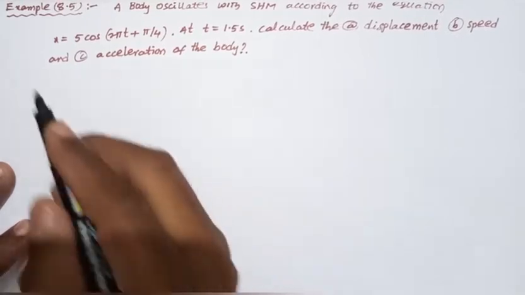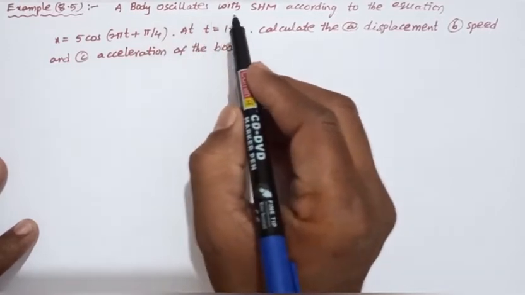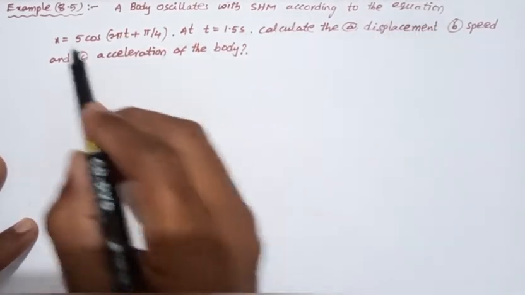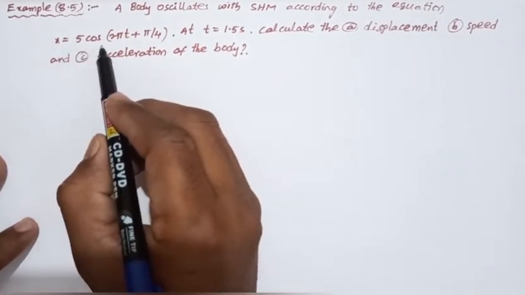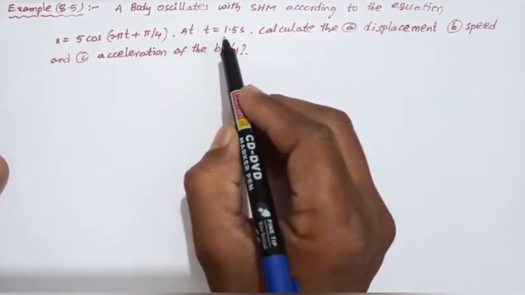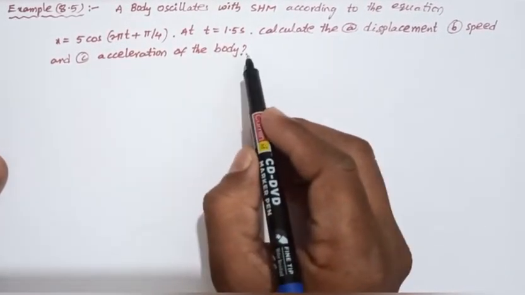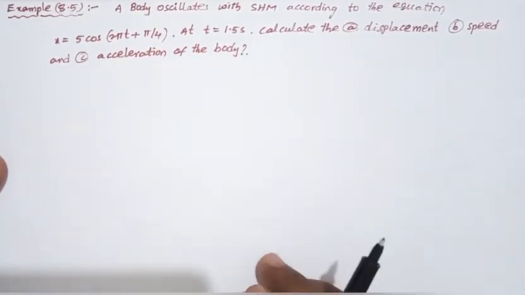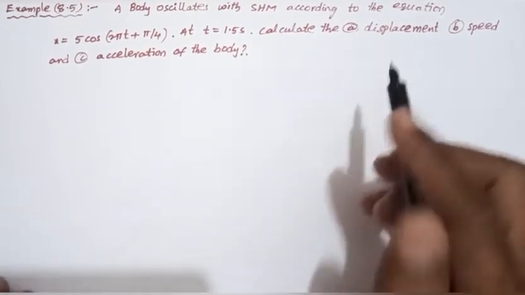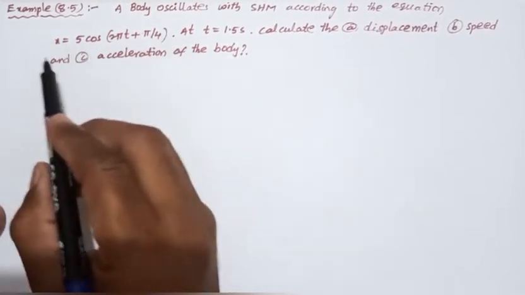Okay, listen. We will discuss example number 8.5. A body oscillates with simple harmonic motion according to the equation x equals 5 cos (2 pi t plus pi by 4). At t equals 1.5 seconds, calculate the displacement, speed and acceleration of the body. We have already derived the equations for the velocity, that is speed, and acceleration. Here the equation is given.